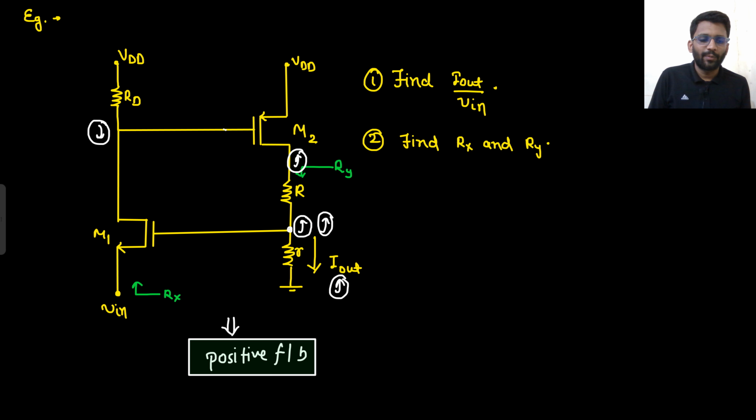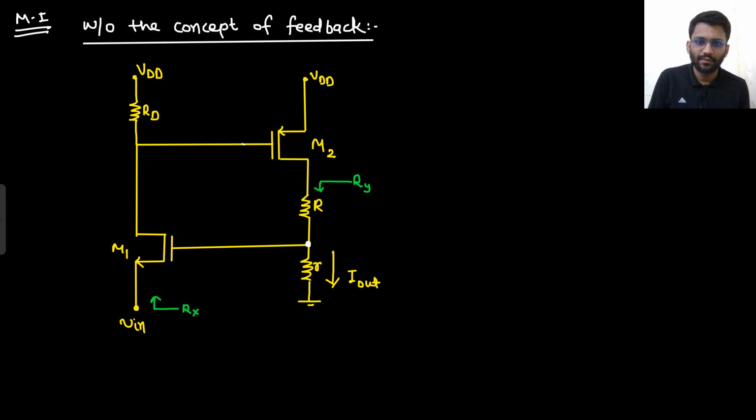What do I need to find? I out by V in. Okay, I out by V in I need to find. This is my I out current. What would this node voltage be? This would be I out into R. So what will be the current here? The current would be GM1 into (I out into R minus V in).